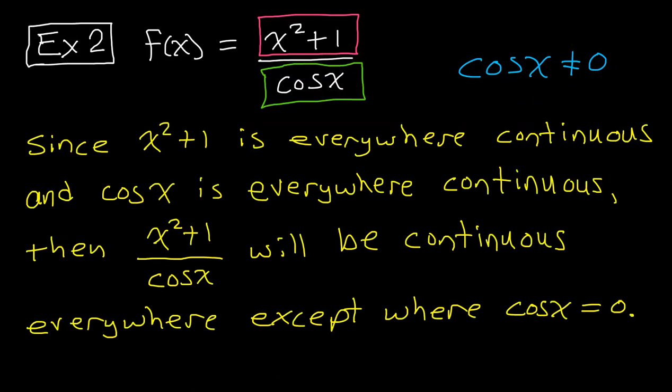So just to repeat, since x squared plus 1 is everywhere continuous and cosine x is everywhere continuous, then the quotient x squared plus 1 over cosine x will be continuous everywhere except where, of course, cosine x is equal to 0. We can't have a 0 denominator.